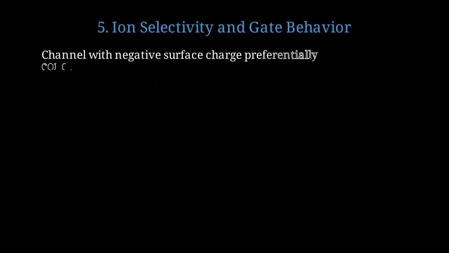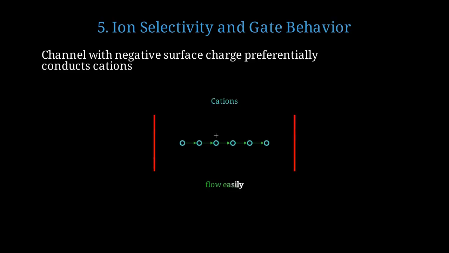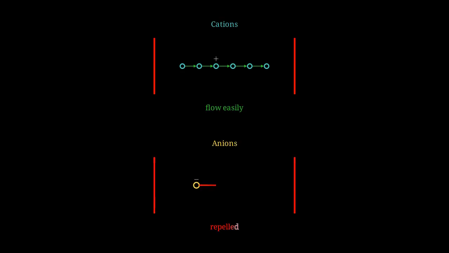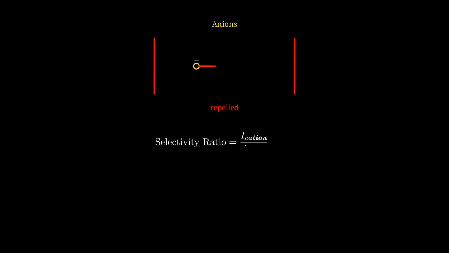A nanochannel with negative surface charge will preferentially conduct positively charged cations. Cations are attracted to the negative walls and flow easily through the channel, creating high conductance. But anions, having the same charge as the walls, are strongly repelled and cannot easily enter or pass through the channel. The selectivity ratio, defined as cation current over anion current, becomes much greater than 1.